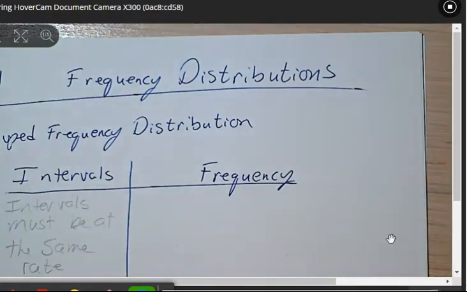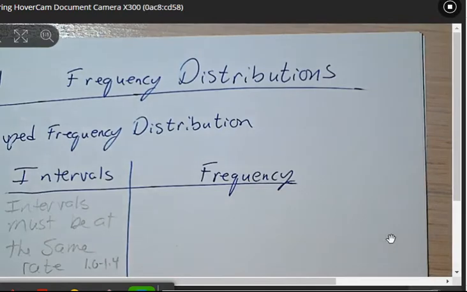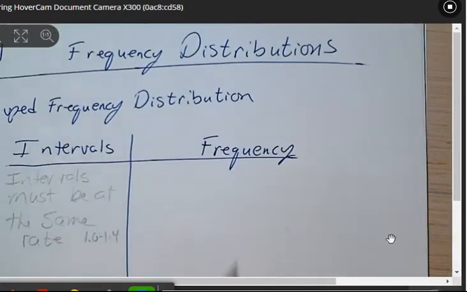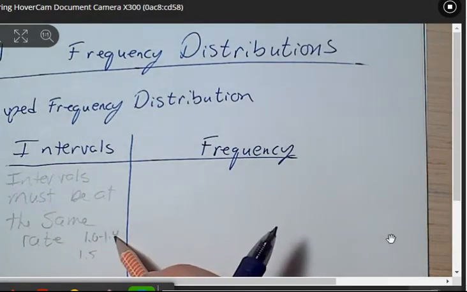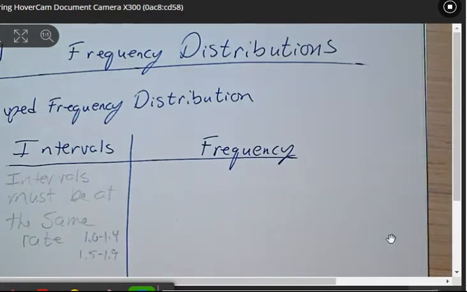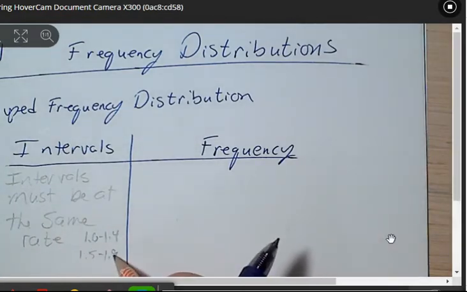spread. If this one is from 1.0 to 1.4, if you started with an interval there, the next interval would start at 1.5. Well, if you go from 0 to 4 here, you're adding 4 from this number to this number, you'd have to do the same thing here. You'd have to add 4 to make it 1.9. So the spread between the intervals has to be the same. This one can't be 1.0 to 1.4. This one couldn't be 1.5 to 1.8.